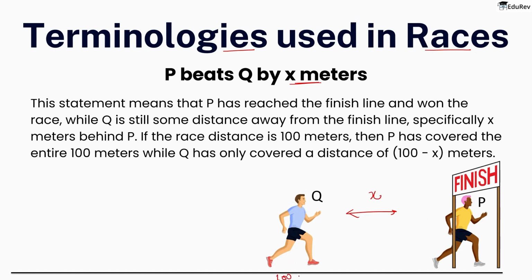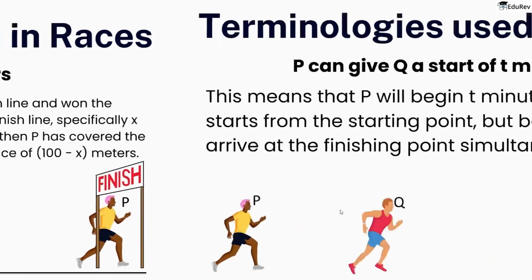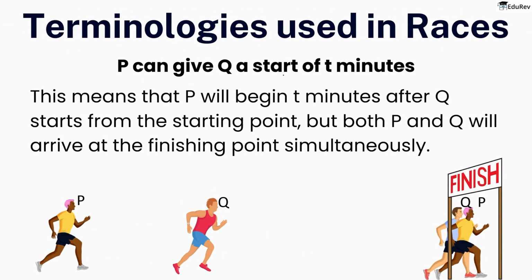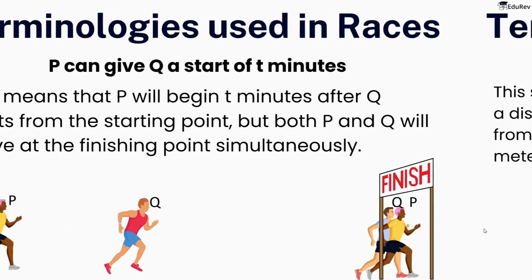If the race distance is 100 meters, then P has covered the entire 100 meters while Q has only covered a distance of 100 minus X meters. P can give Q a start of T minutes. This means that P will begin T minutes after Q starts from the starting point, but both P and Q will arrive at the finishing point simultaneously.